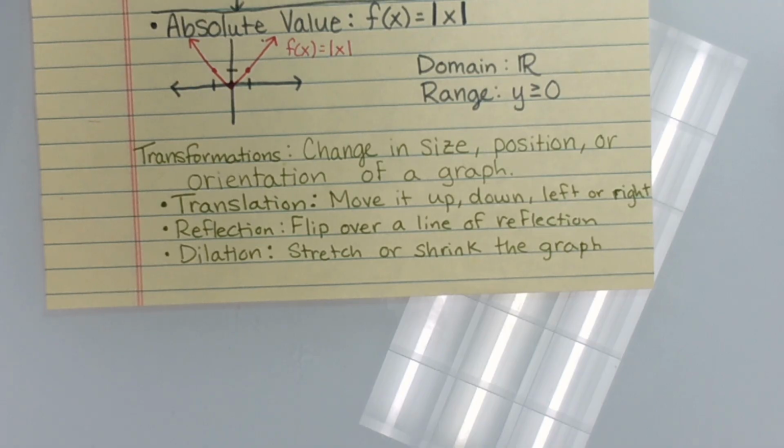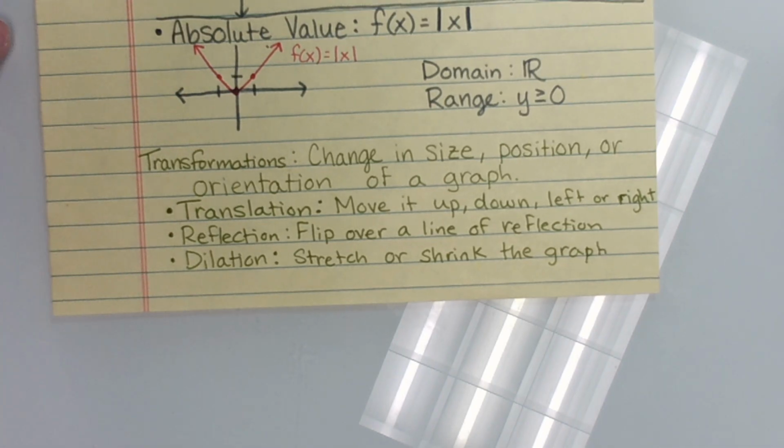Yes, for translation, it moves up or down, or to the side. Yes, it can move. Essentially, that's two translations that are happening to it: one to move either up or down, and one to move either left or right. It can also undergo reflections and dilations at the same time.